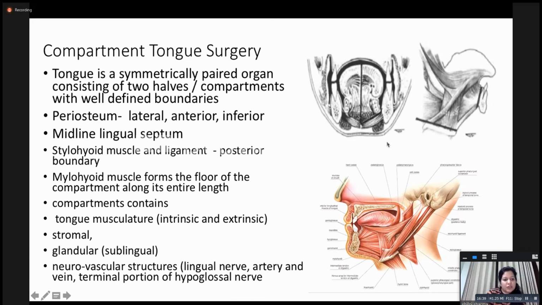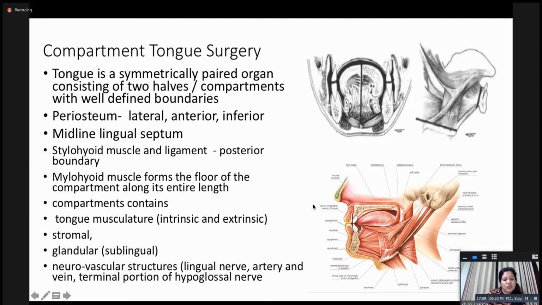Now what are the boundaries? Laterally, anteriorly, and inferiorly it is bounded by the periosteum of the mandible. In the midline, it has a lingual septum. Then posteriorly, it has the stylohyoid ligament and the mylohyoid ligament along the whole floor. And the whole compartment contains the tongue musculature, both intrinsic and extrinsic muscles, stromal elements, the sublingual gland, and important neurovascular structures, which are the lingual nerve, artery, and hypoglossal nerve.